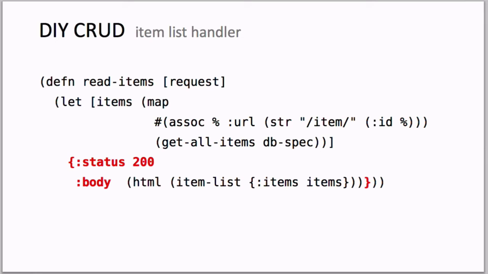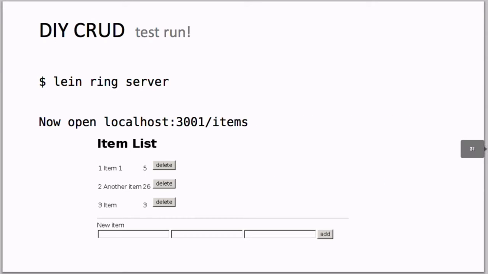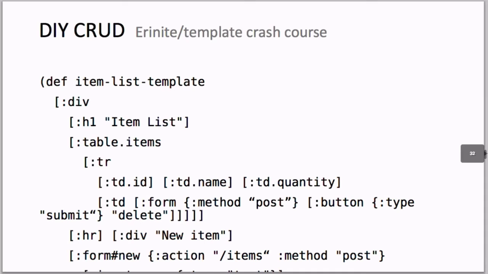And normally you'd use ring middleware to do all this, to turn your results into responses, but to keep it lean and simple, I didn't, so it's returning status 200 in the body. And there it is when you run it. It looks like that for my test items.